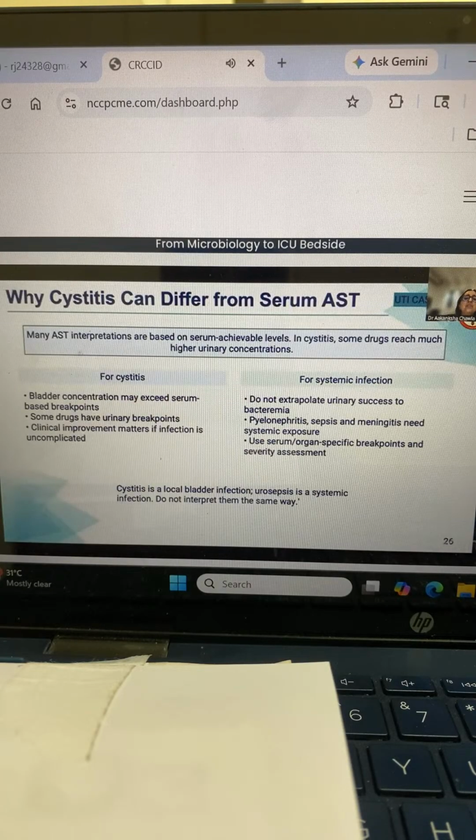However, if this was a case of pyelonephritis, sepsis or meningitis, then it needs more systemic exposure. So if your patient is not getting better, at this point, you need to reconsider the antibiotic and change if it is needed. So do not extrapolate urinary success to bacteremia, and use serum and organ-specific breakpoints in severity assessment. For cystitis, bladder concentrations may exceed the serum-based breakpoints. Some drugs have urinary breakpoints.